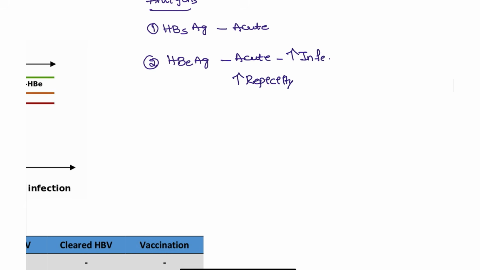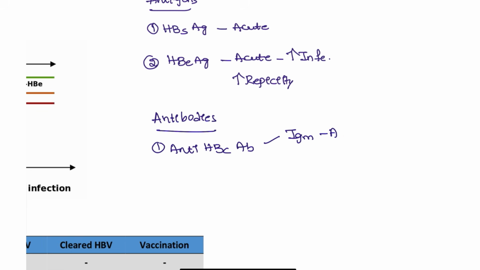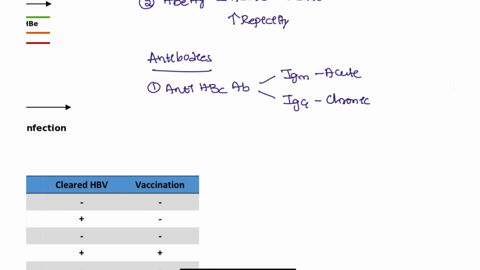High infectivity, high replicity, followed by antibodies. So the recovery has been started. And the first one is the anti-HBc antibodies. IgM is for the acute, right? This is for the acute, and IgG is for the chronic, right? This is how they are going to see.